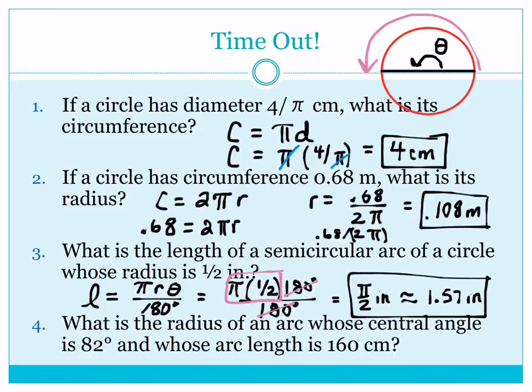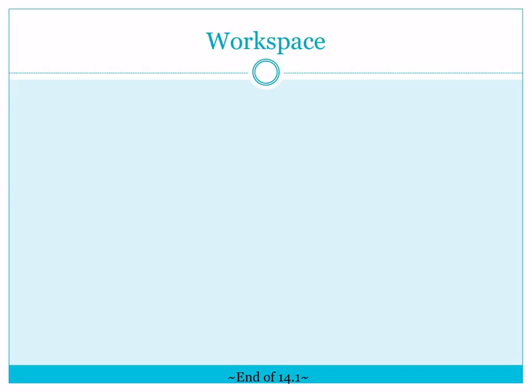What is the radius of an arc whose central angle is 82 degrees and whose arc length is 160? So this is the same formula that we used before, which had pi r theta over 180. But the information they give us is a little different than the last one. What information are we actually given? We're given the length L, right? What is the length L in this problem?